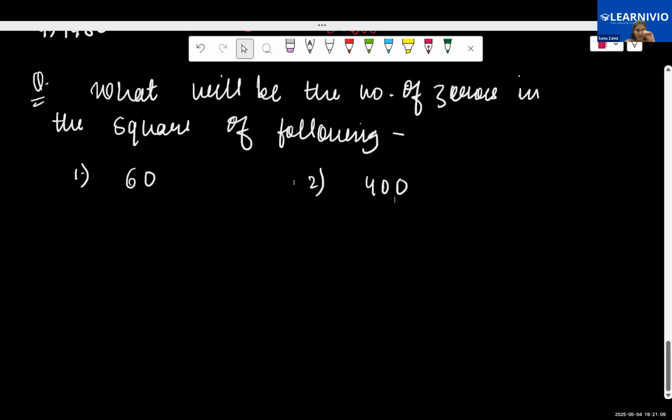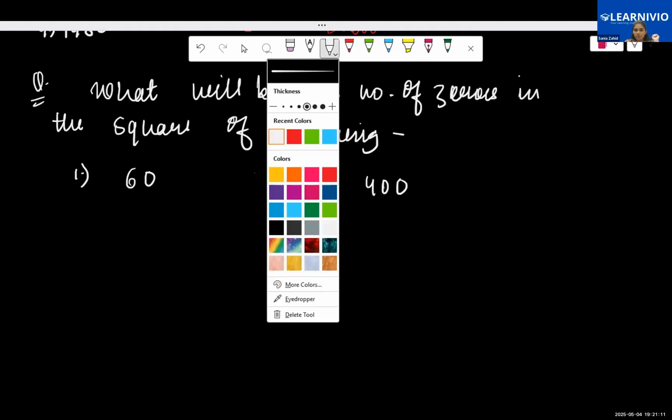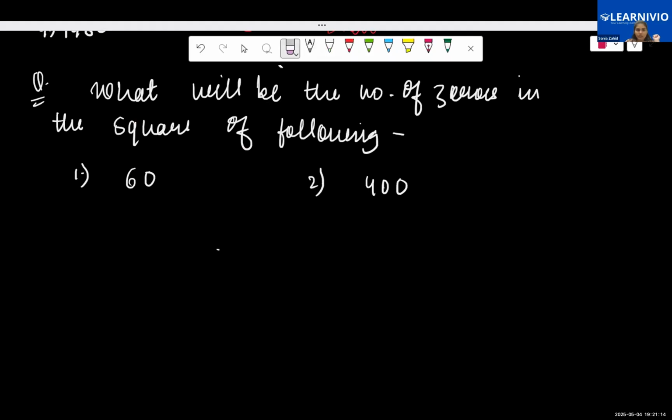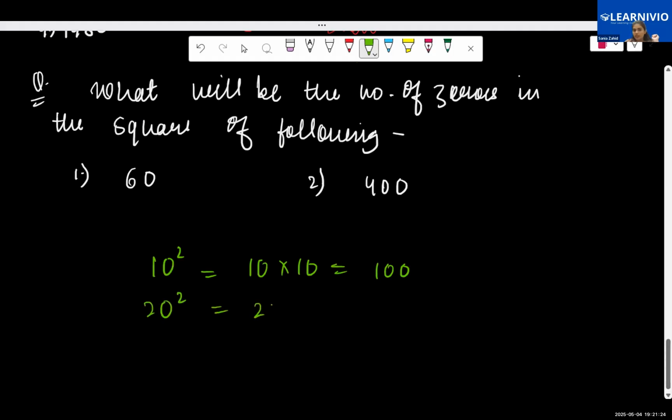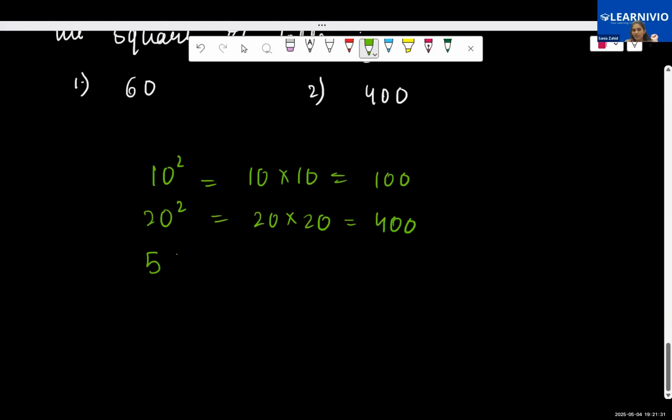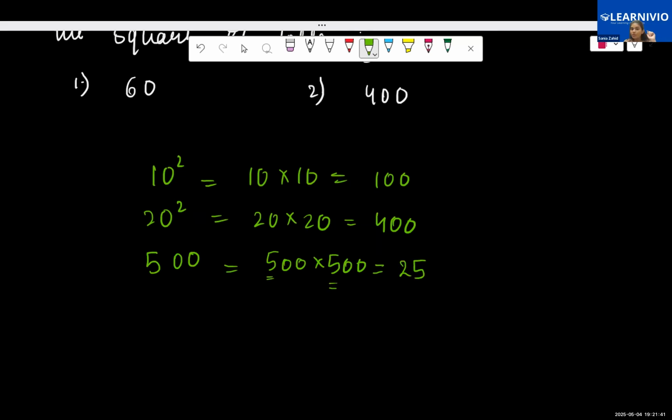Whenever I have 0 at the end, let's suppose I have to square 10. So what is the square of 10? 10 into 10, which becomes 100. Now let's suppose I have to square 20. So it becomes 20 into 20, which becomes 400. Now let's suppose I have to square 500. So what will I do? 500 into 500. You do 5 into 5, 25. And now you write total 4 zeros. There are 4 zeros.